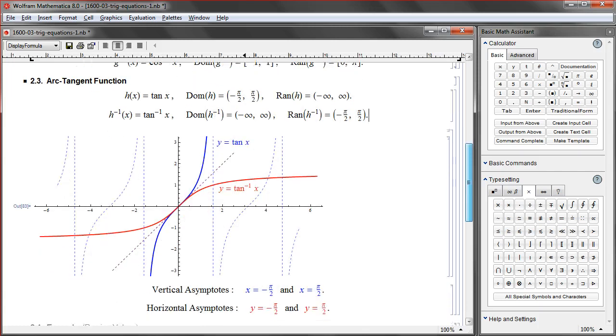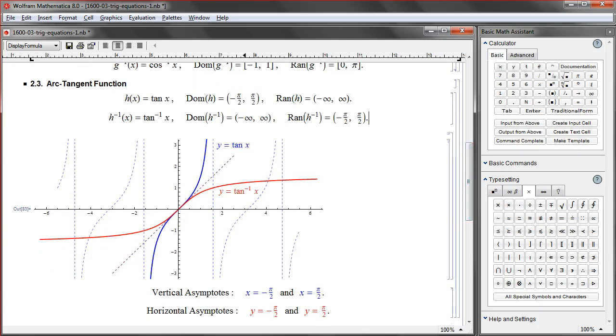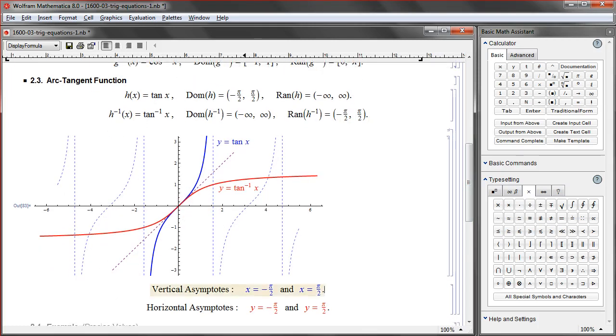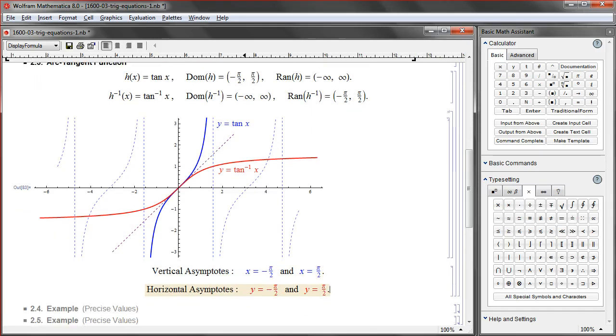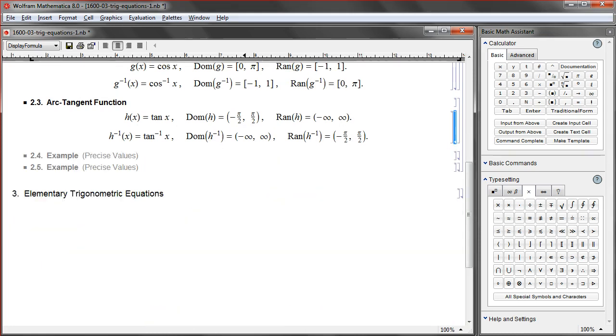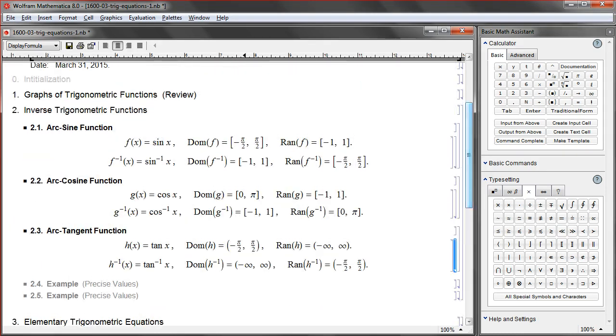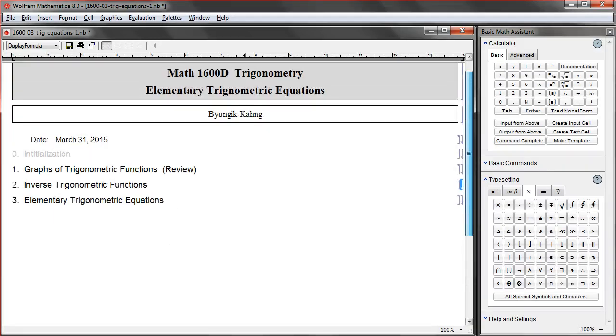And how does that translate into the graph? Well, the vertical asymptotes, x equals negative pi over 2 and x equals positive pi over 2, correspond to the horizontal asymptotes, y equals negative pi over 2 and y equals pi over 2 for the arctangent function. Okay, those are the graphs of arctangent, arccosine, and arcsine functions.